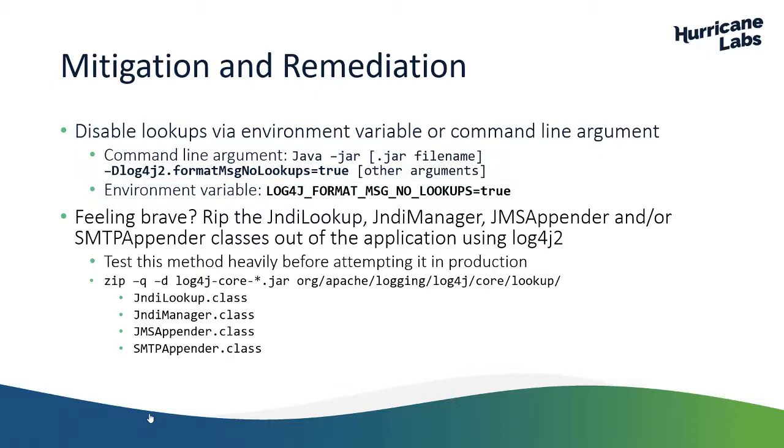If neither of those are an option and you're feeling particularly brave, you can use the zip command to delete the JndiLookup, JMS appender, and SMTP appender classes to permanently disable the vulnerability. However, this might affect your code in unexpected ways, so I would highly suggest testing this before using this method to remediate the vulnerability.